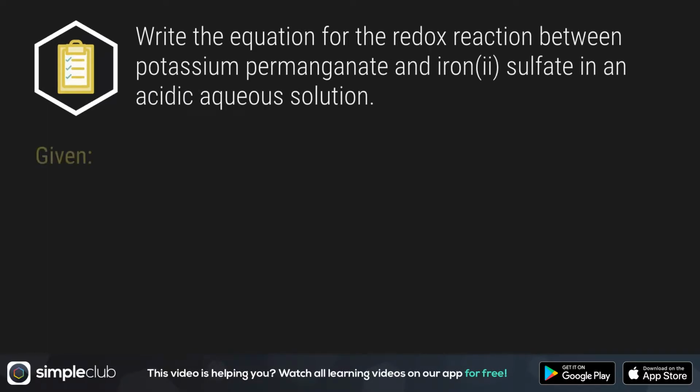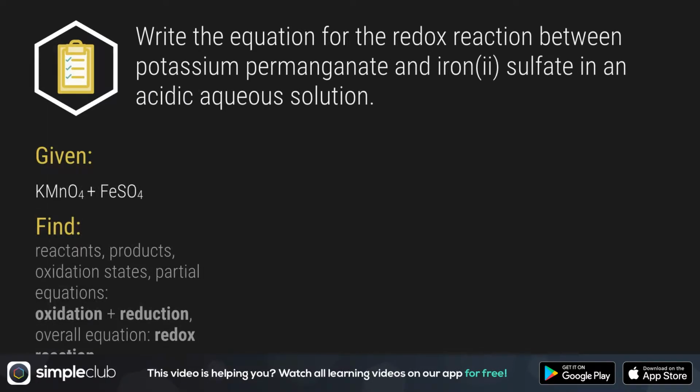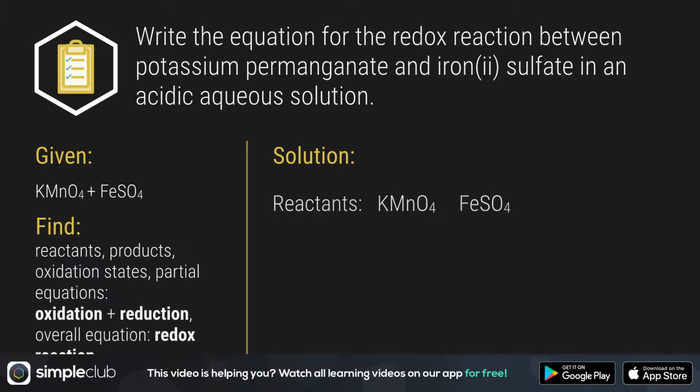So what we're going to show you here is a redox reaction between iron 2 sulfate and potassium permanganate in an aqueous solution. Let's start at the very beginning. First, our reactants. We're going to be working with an aqueous solution containing KMnO4 and FeSO4. Both of these are salts, so they dissolve in water. Then we're going to keep working with the iron 2 and the permanganate ions.